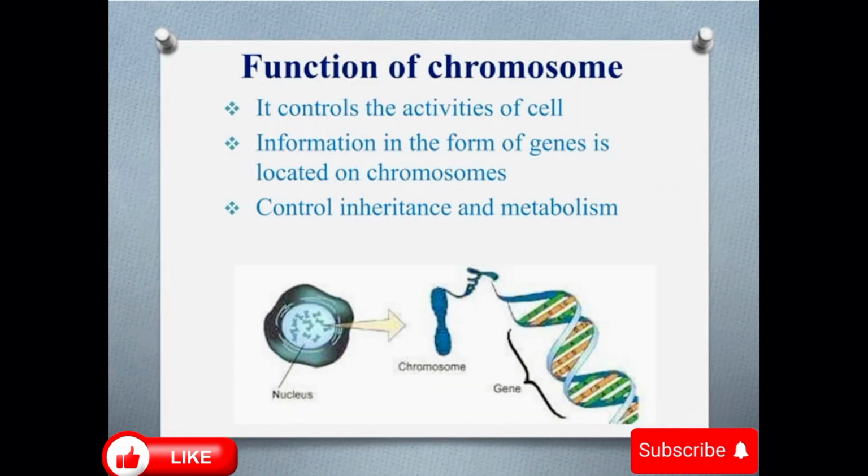Function of the chromosome. As we know, chromosome is basically composed of DNA and RNA, and all the information necessary to control the cell activities is located on the chromosome in the form of genes, which are transferred from one generation to another. So that's why we can say that it controls all activities of the cell. Information in the form of genes is located on chromosomes and controls inheritance and metabolism.